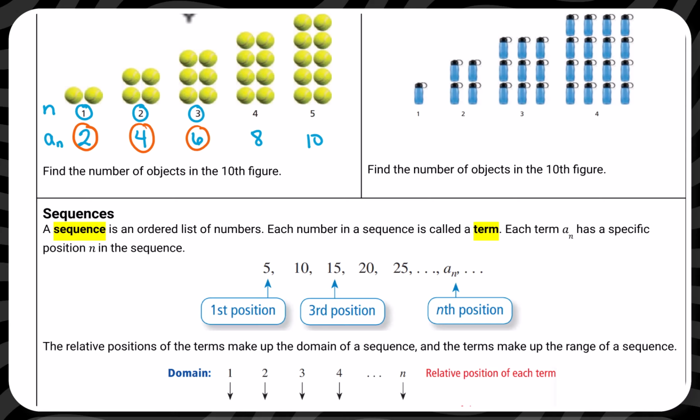So if we were going to finish this problem here, it says 10th figure. So instead of us doing plus 2, plus 2, plus 2, we could use a little bit better method and say, I know that this pattern is going to be n times 2. So the 10th number times 2 should give us 20 tennis balls.